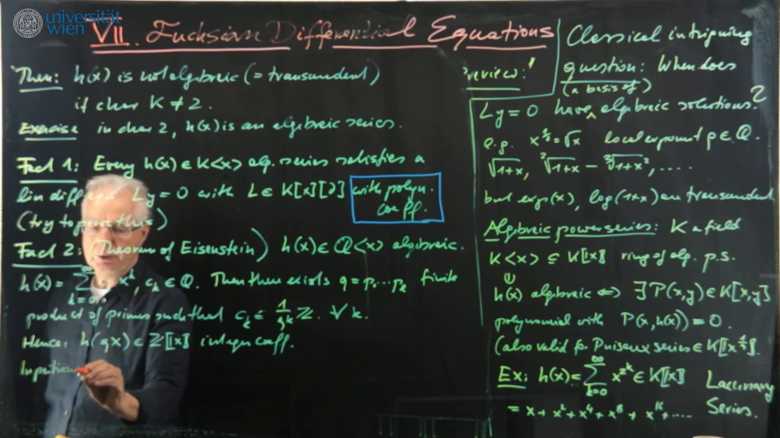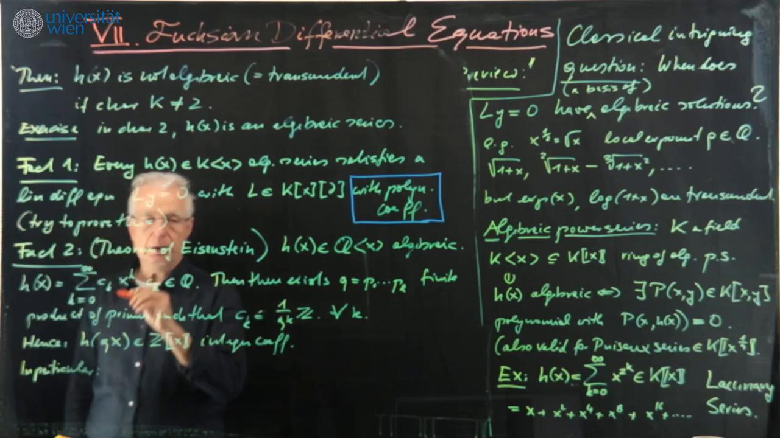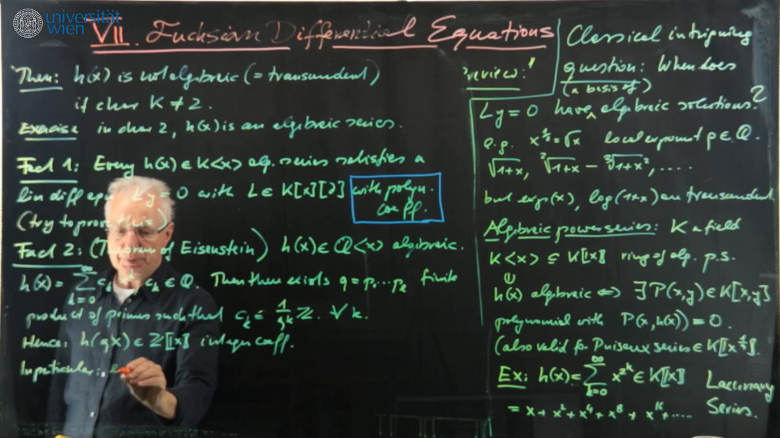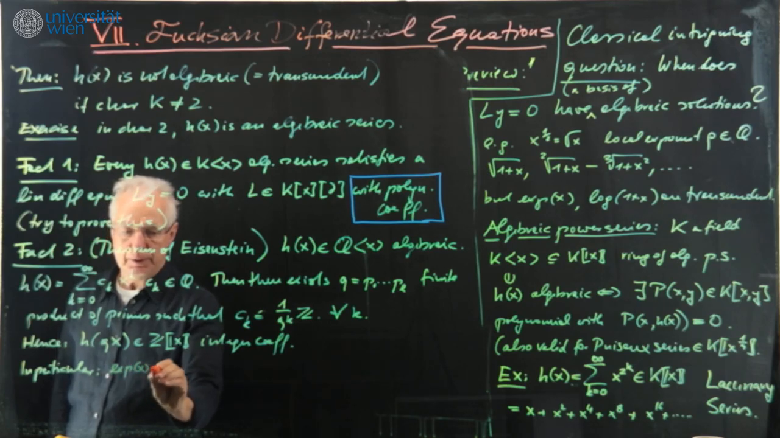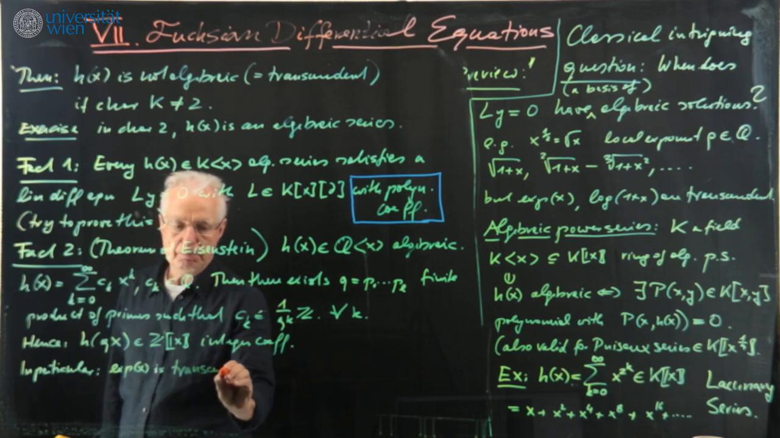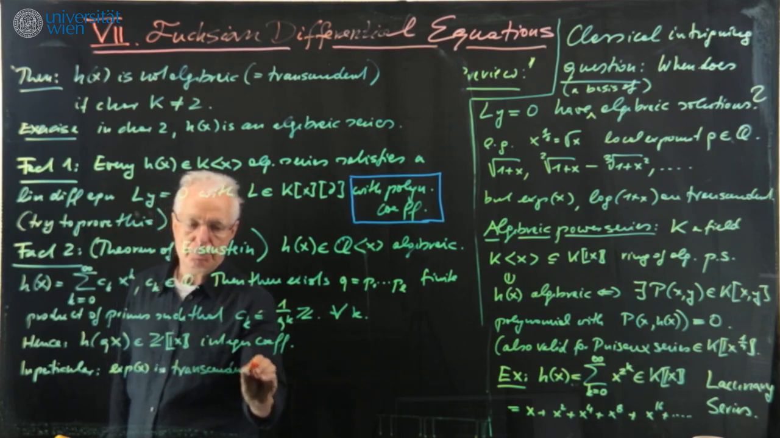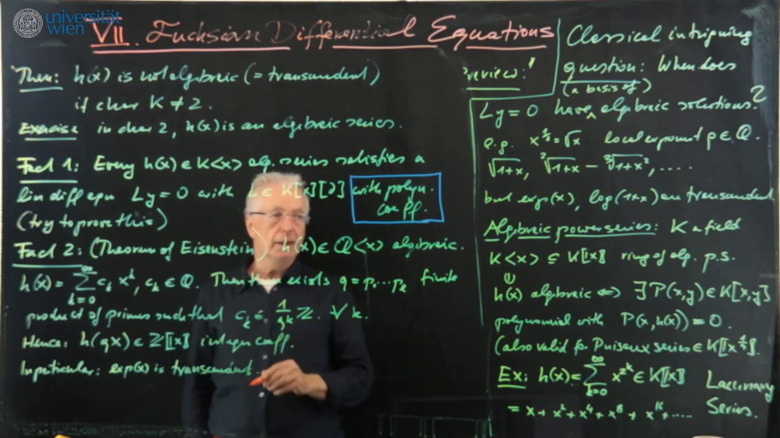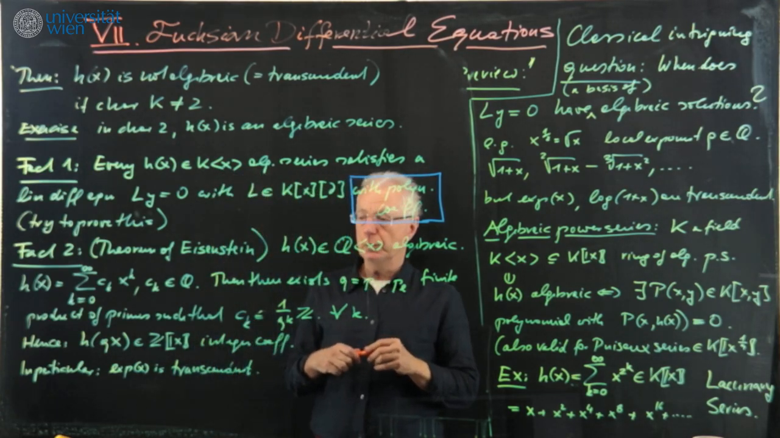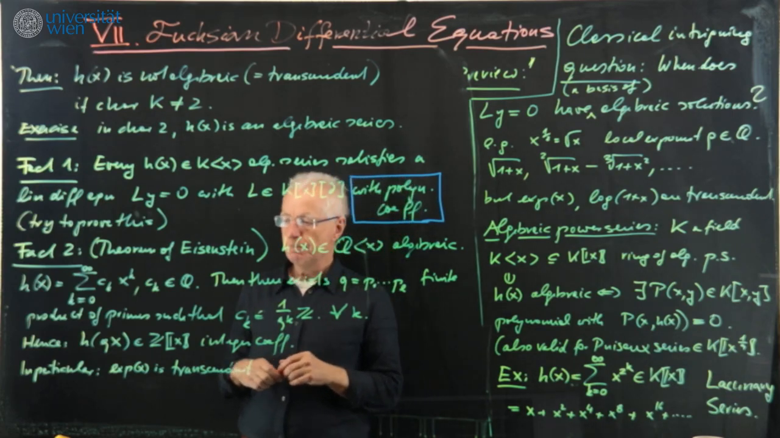In particular, we are still in characteristic zero. In particular, we get that exp of x is transcendent, because it has all prime numbers in the denominators of the coefficients.